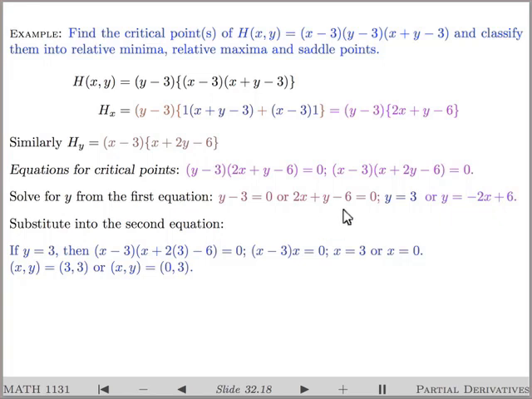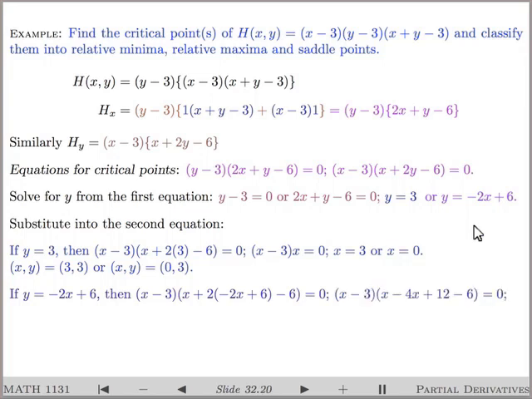The other possibility is that y equals minus 2x plus 6. Plug that in the second equation. The second factor will be x plus 2 times the quantity minus 2x plus 6 minus 6. We simplify that factor. So I get x minus 4x plus 12 minus 6 for the second factor, or minus 3x plus 6. We can factor out the minus 3, and we get x minus 3 times negative 3 times x minus 2 equals 0. So x is 3 or x is 2.